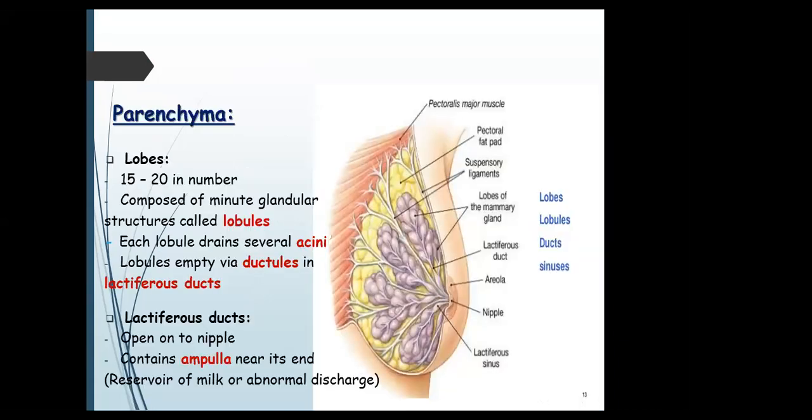Parenchyma. The breast is composed of 15 to 20 lobes, each composed of minute glandular structures called lobules. Each lobule drains several acini. Lobules empty into terminal ductules and the lactiferous duct. This is the lobule, this the terminal ductule, and this the lactiferous duct, and at the areola the lactiferous sinus and nipple. The lactiferous duct opens into the nipple and contains an ampulla at its end, a detectable reservoir of milk or abnormal discharge.